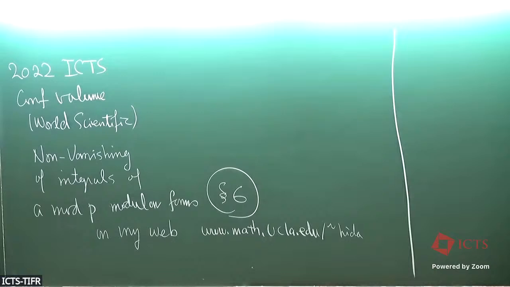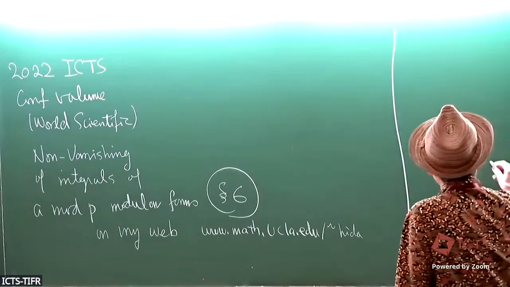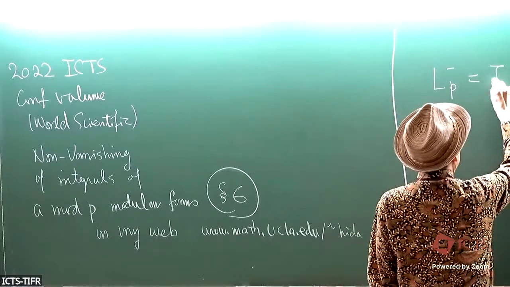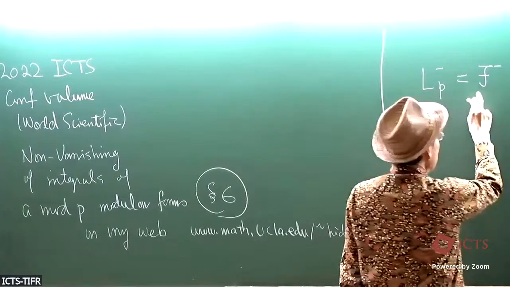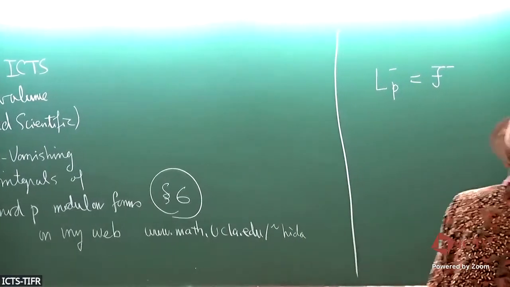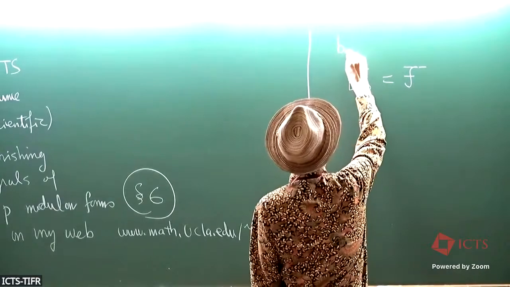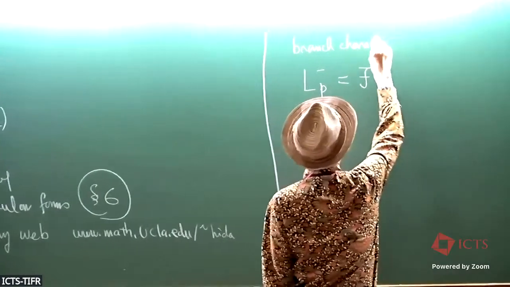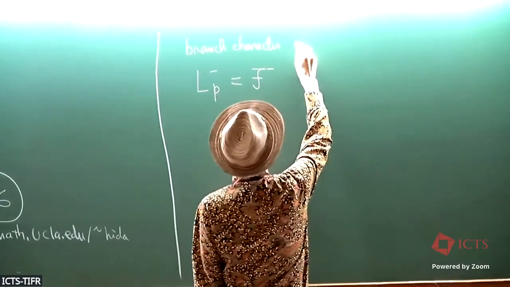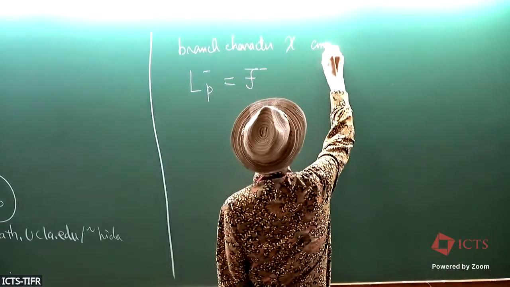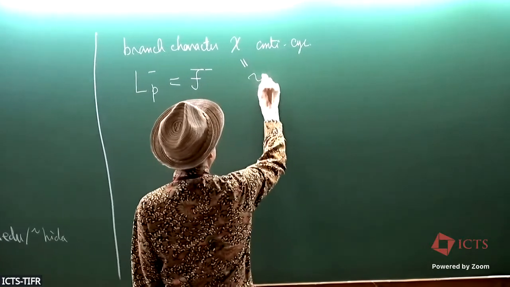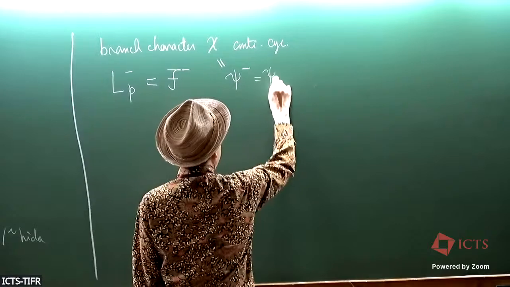Okay. So now I go on to the proof of the main conjecture. The main conjecture is, of course, that the Katz p-adic L-function is equal to the Iwasawa power series, the anticyclotomic main conjecture for the branch character. We write this as a psi minus projection. That means psi to the 1 minus c.